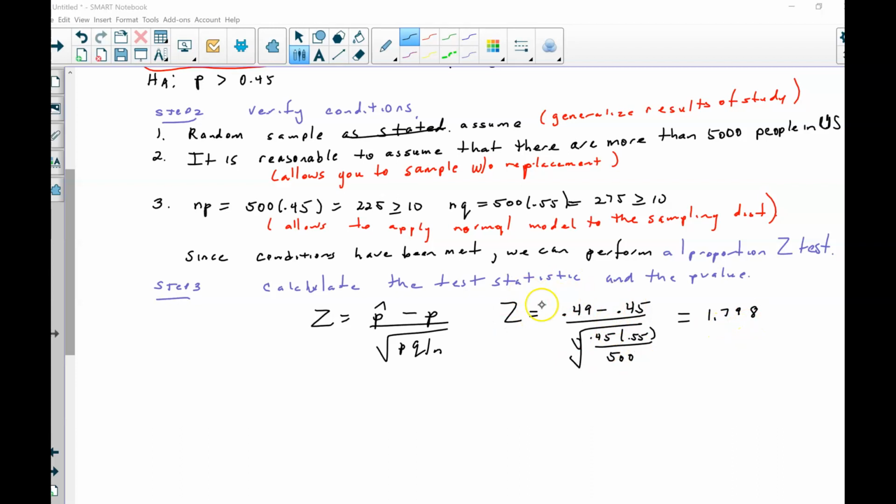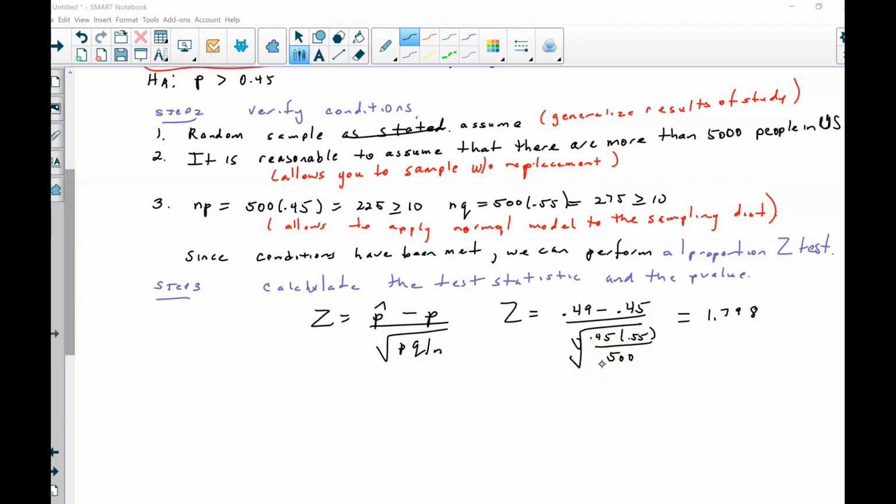Now this formula should look familiar to you. This is actually your z-score formula from chapter 2. Remember, z is equal to x, which is the raw data value, in this case it's our statistic, minus the mean, which in this case is our parameter p, and then divided by the standard deviation, which in our case is the square root of pq over n.